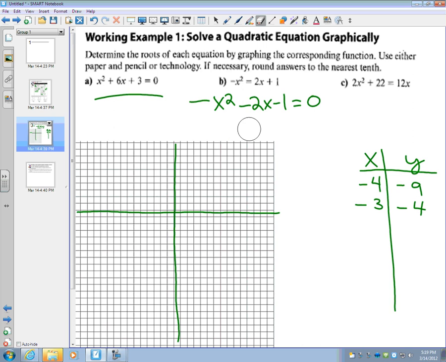Okay, I'm going to skip ahead. I'm going to go to negative 1, and this time I'll put it in. So I have negative 1 all squared.